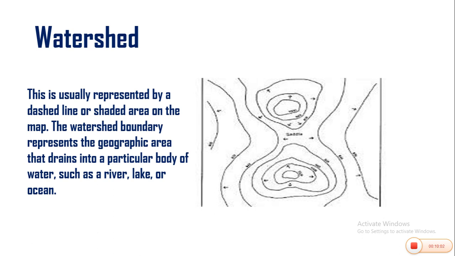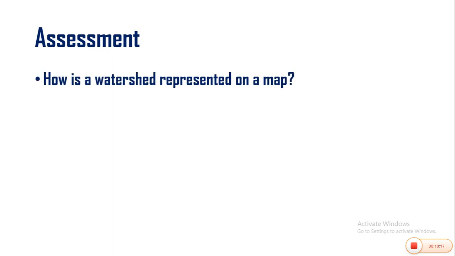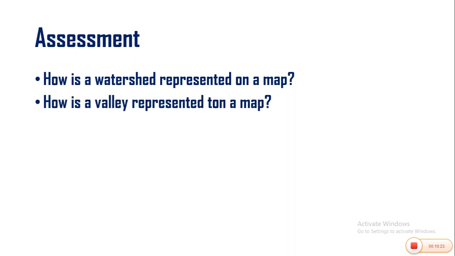This brings us to the end of this discussion today on how relief forms are represented on a topographic map. Let's look at the assessment section. How is a watershed represented on a map? Question number 2. How is a valley represented on a map?